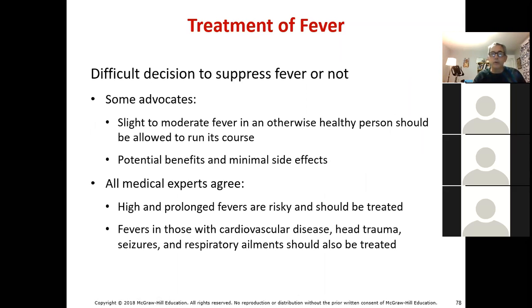So in treatment of fever, some people feel that a slight to moderate fever in an otherwise healthy person should be allowed to run its course. There are benefits and minimal side effects, but all medical experts agree a high fever and prolonged fevers are risky and should be treated. You also have to take into consideration people who have fevers with cardiovascular disease, head trauma, seizures, or respiratory ailments; it should also be treated.